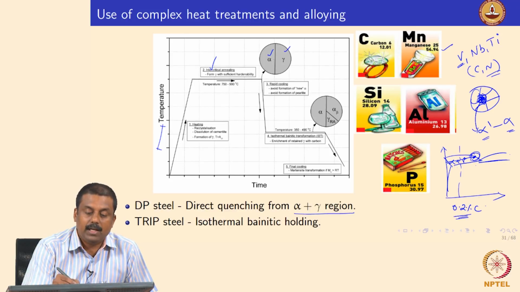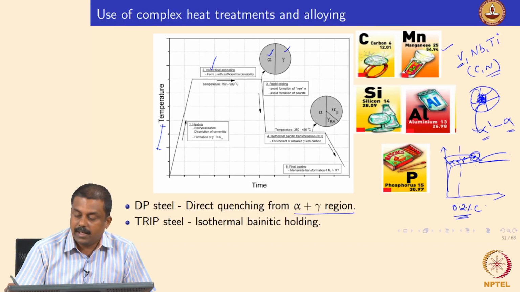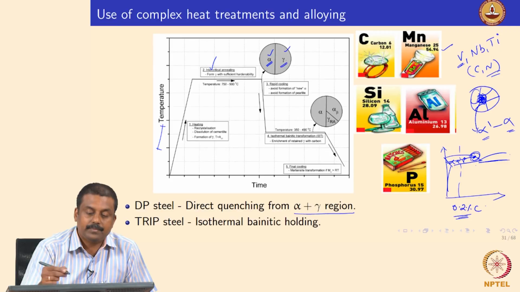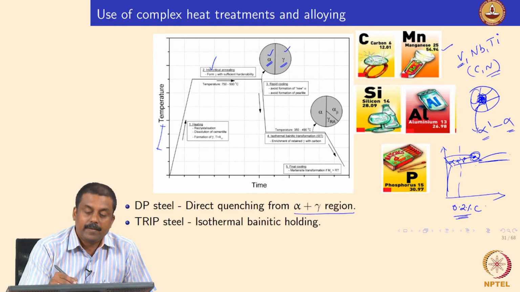So, we take it to the two phase region from room temperature, we go up to intercritical temperature regions where we form a mixture of ferrite and austenite. Okay. So, that is the same as the dual phase heat treatment, but in dual phase heat treatment we directly cool to room temperature, right.